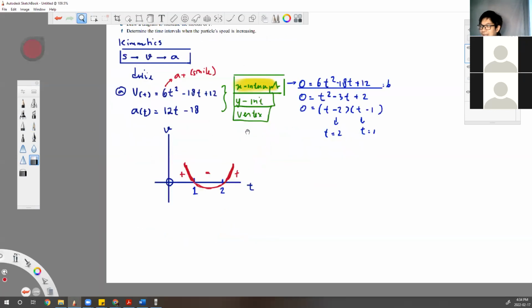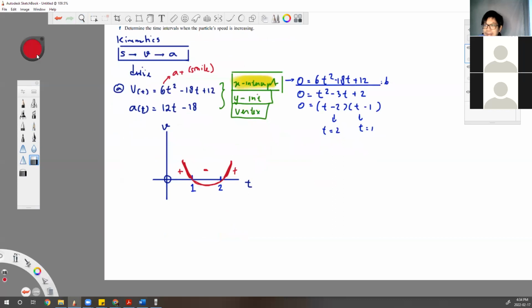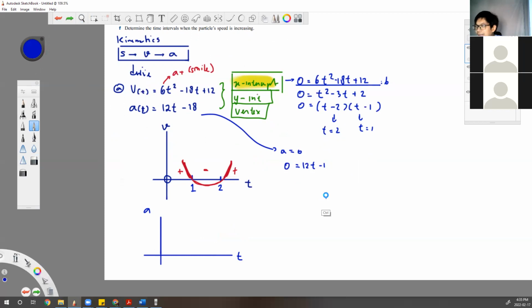How about A, the sign diagram? How to do the A sign diagram? Okay, 12t, I think it's quite simple. Again, you draw the A. It's a linear equation, by the way, because we don't have any squares at all. T, and then the zero maker. So when A equals zero, 0 equals 12t minus 18. Oh no, wait, linear equation, simple. Don't think too hard.